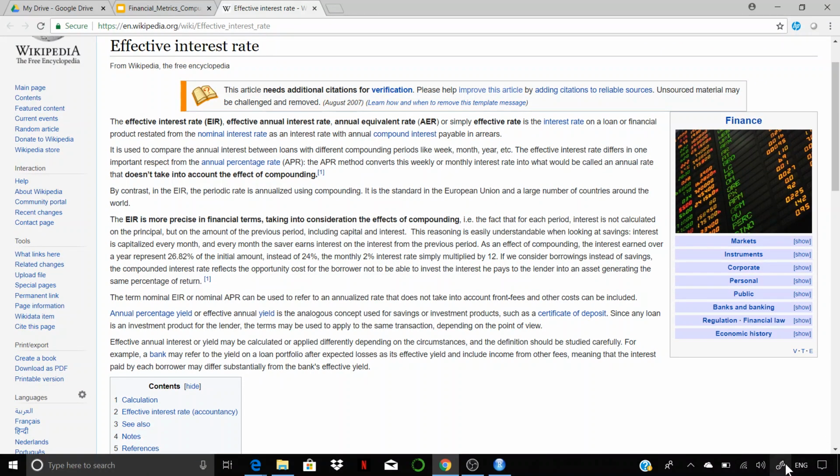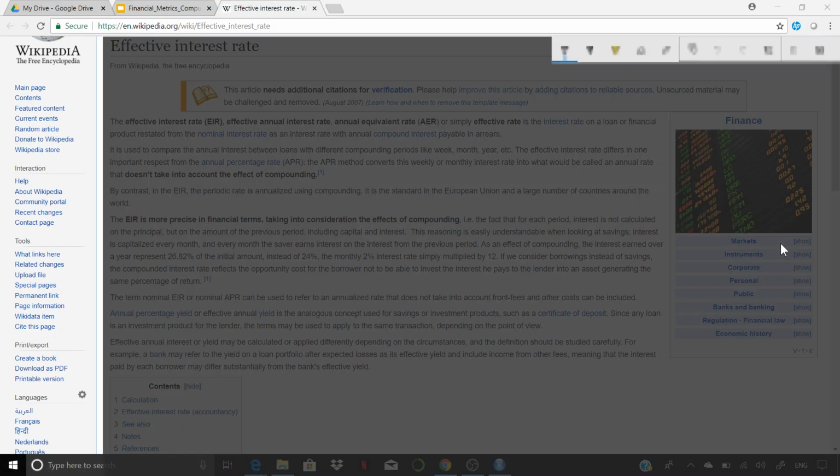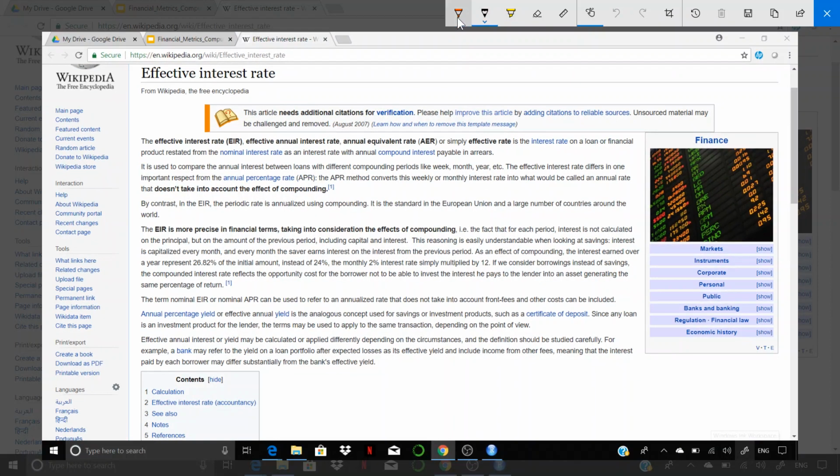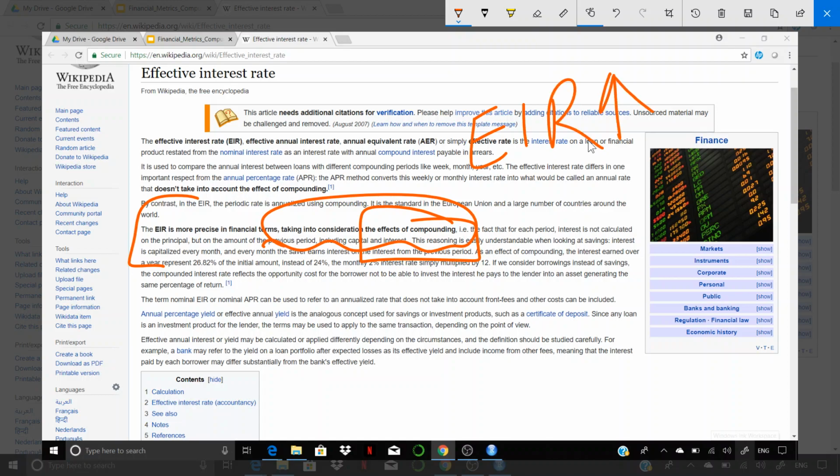And if you look at this page, there's a bunch of write-up that you can go through. But let's focus on one thing, which is the essence of the point that we're talking about, which is that EIR, or effective interest rate or effective annual rate, is much more precise in financial terms, right? And the way it does it, basically, it takes into account the effect of compounding, right? And if something is compounding faster, the effective interest rate or EIR will be higher on that versus some other investment which is not compounding that fast, right?